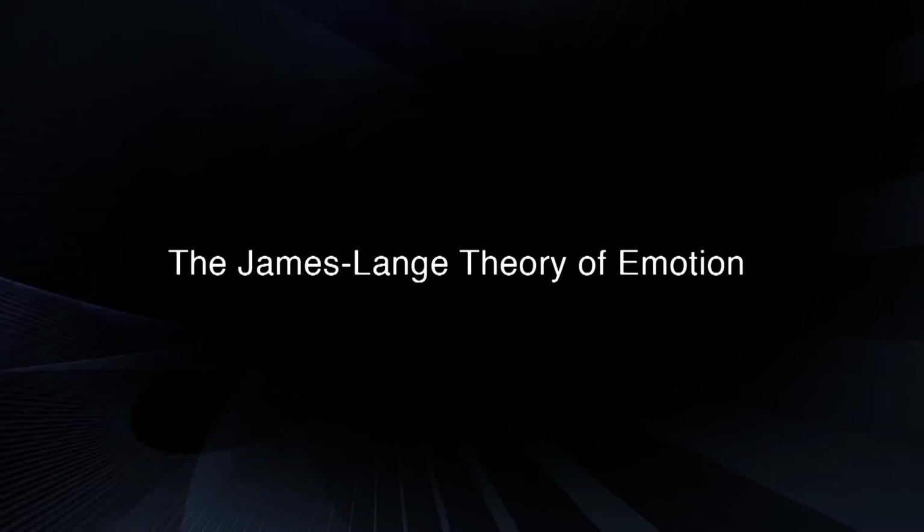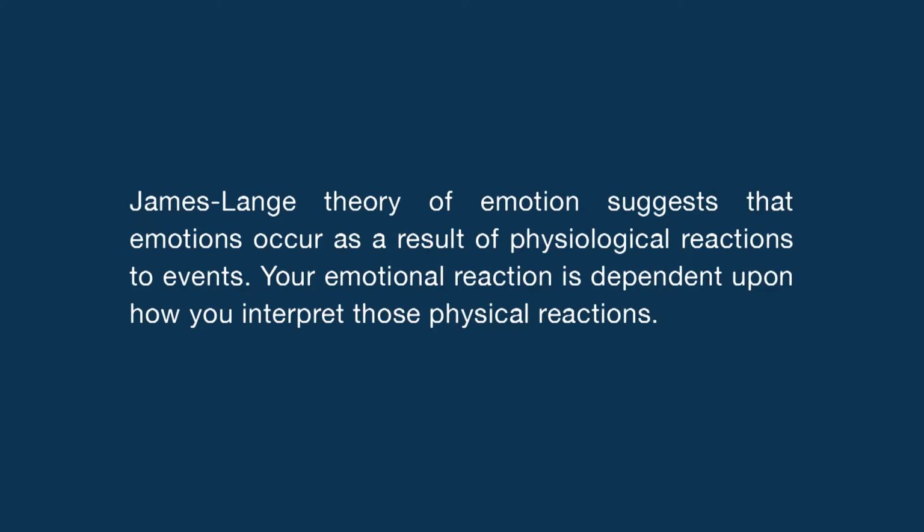Let us look at the next theory of emotion, the James-Lange theory of emotion. This theory is one of the best known examples of a physiological theory of emotion, independently proposed by psychologist William James and physiologist Carl Lange. The James-Lange theory of emotion suggests that emotions occur as a result of physiological reactions to events. Your emotional reaction is dependent on how you interpret those physical reactions.